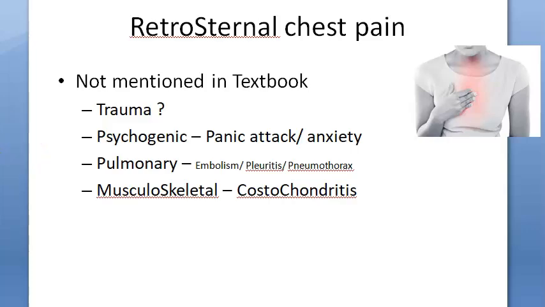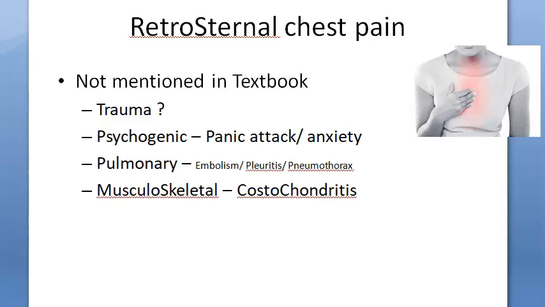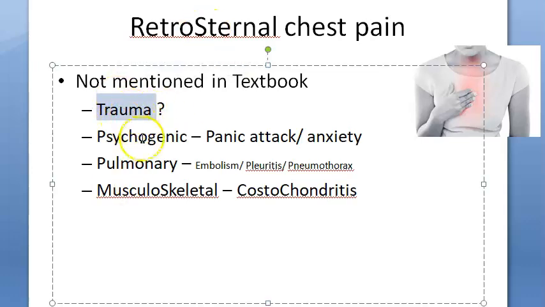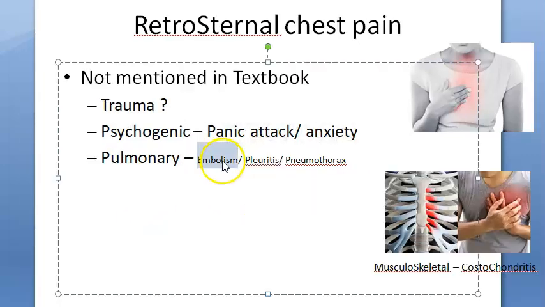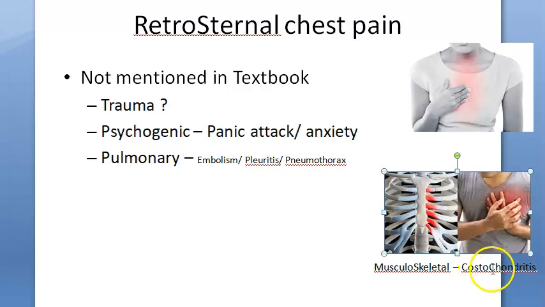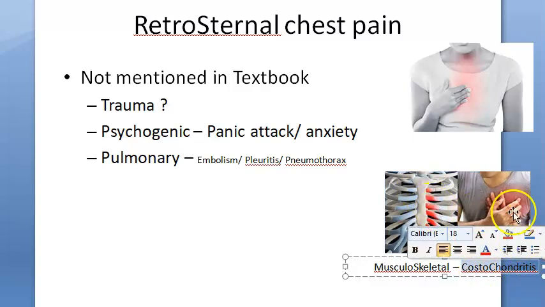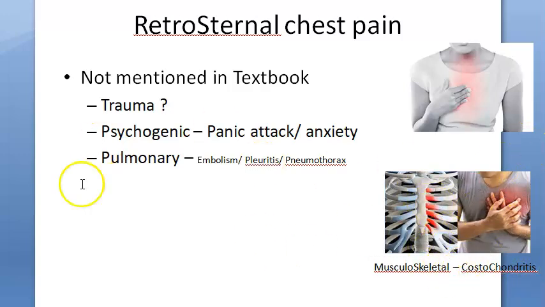Now, what is not mentioned in the textbook and we will write in the exam are the standard things that we fill in. There could be some trauma, right? Or this guy could be having a psychogenic cause, like a panic attack, anxiety or something. And then something to do with the lungs, if you want you can write, like pulmonary embolism, pleuritis, pneumothorax, etc. Behind the sternum, whatever, they blame it. But one thing is costochondritis, I felt it is beside the sternum, not behind the sternum, so I put it here. It was not there in the textbook.